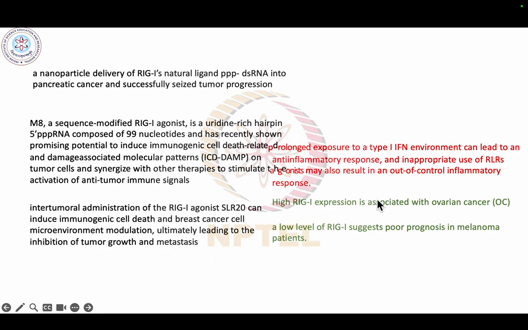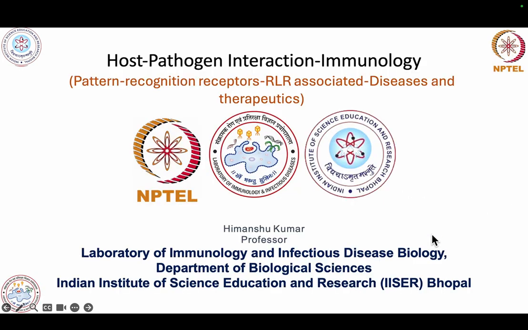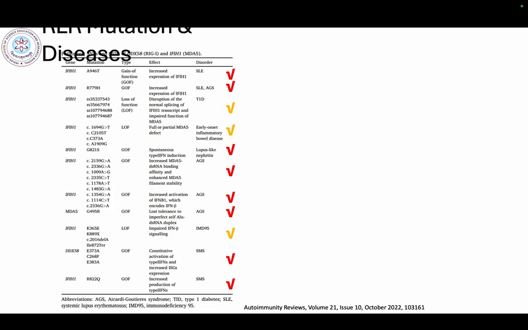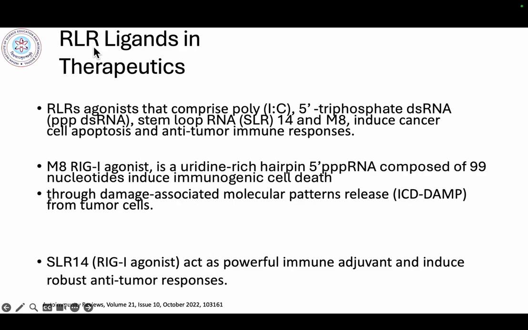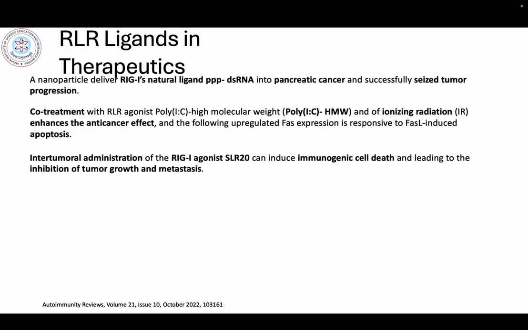High RIG1 expression is associated with ovarian cancer. A low level of RIG1 suggests poor prognosis in melanoma patients. Again, there are different kinds of genes and mutations associated with it, which lead to gain of function or loss of function mutations. And there are diseases like SLE, AGS, lupus-like nephritis associated with this. RLR ligands in therapeutics: RLR agonists that comprise poly-IC, 5' triphosphate double-stranded RNA, and stem loop RNA induce cancer cell apoptosis and anti-tumor immune responses.